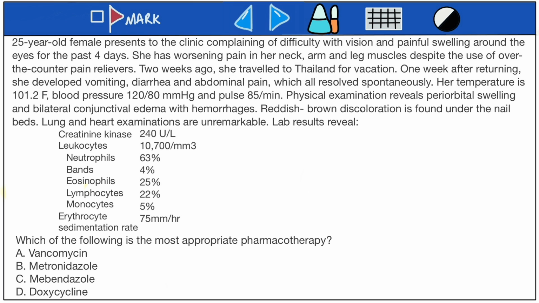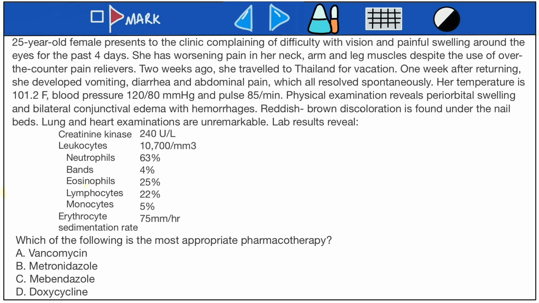Her temperature is 101.2 degrees Fahrenheit, blood pressure 120/80, pulse 85 beats per minute. Physical examination reveals periorbital swelling and conjunctival edema with hemorrhages. Reddish-brown discoloration is found under the nail beds. Lung and heart examinations are unremarkable.